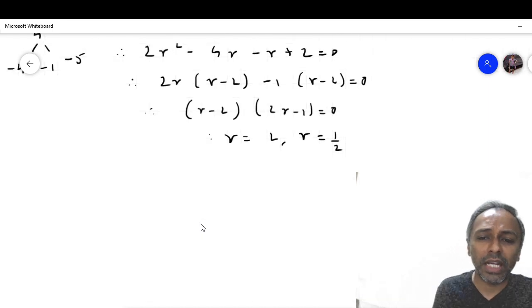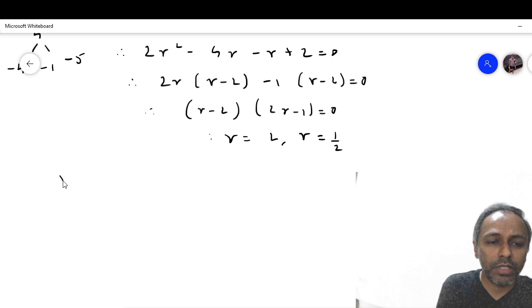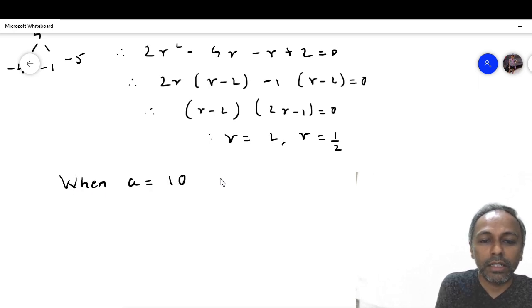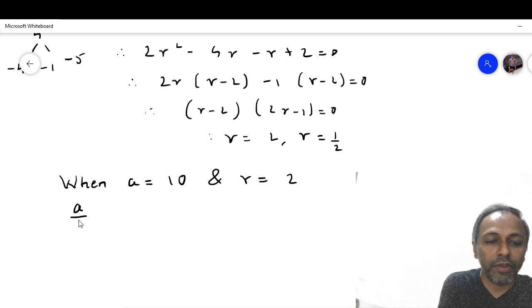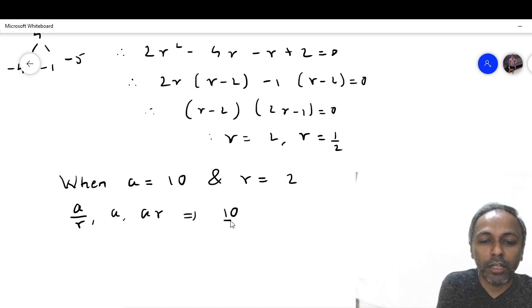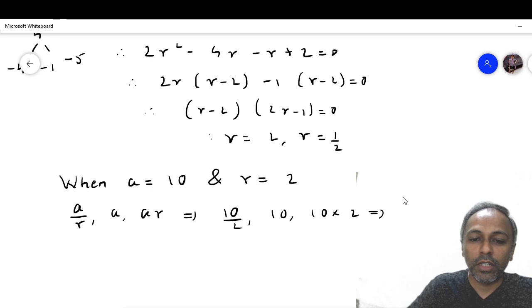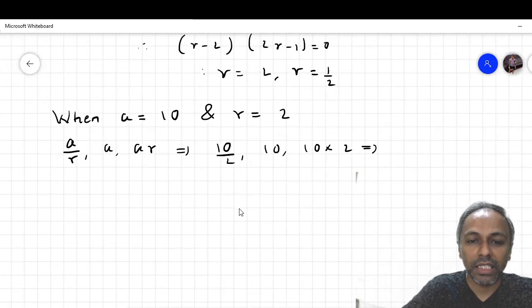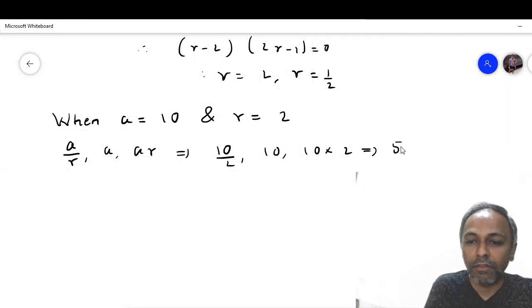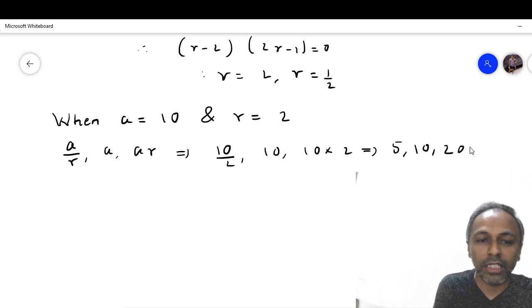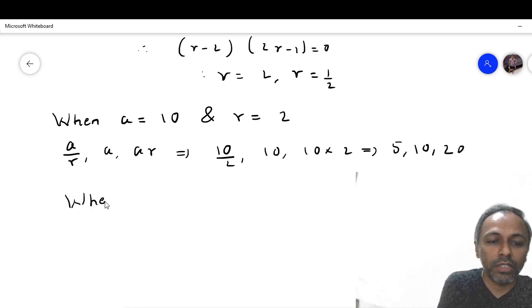Now we have got a as well as r. Let us write three numbers. So let's write when a is equal to 10 and r is equal to 2. In this case, we have a upon r, a and ar becoming 10 upon 2 comma 10 comma 10 into 2, which becomes 5, 10 and 20, right? 5, 10, 20. Let us choose the other case.